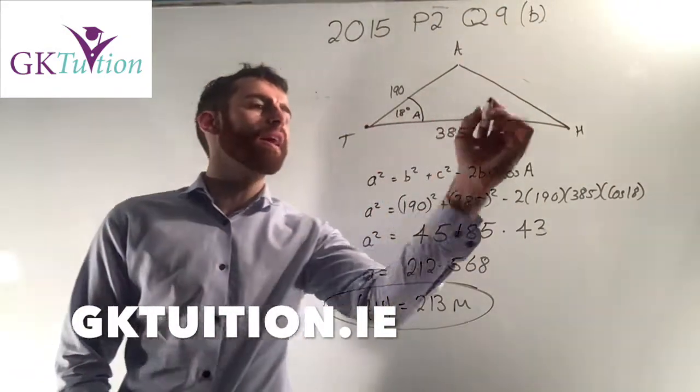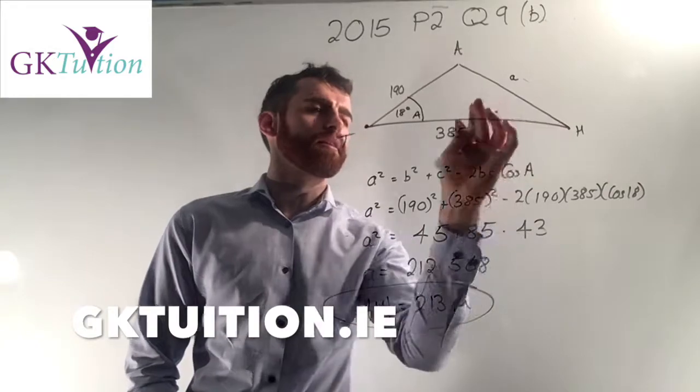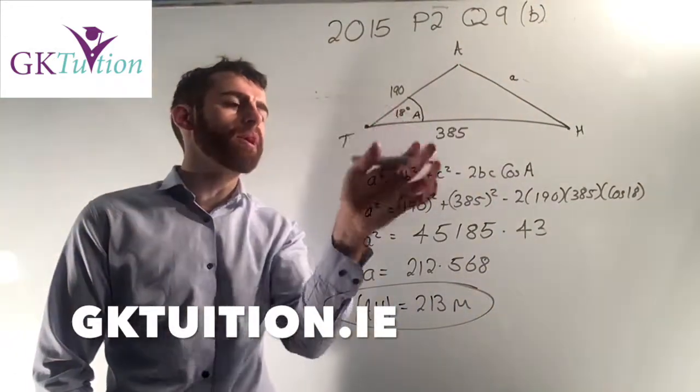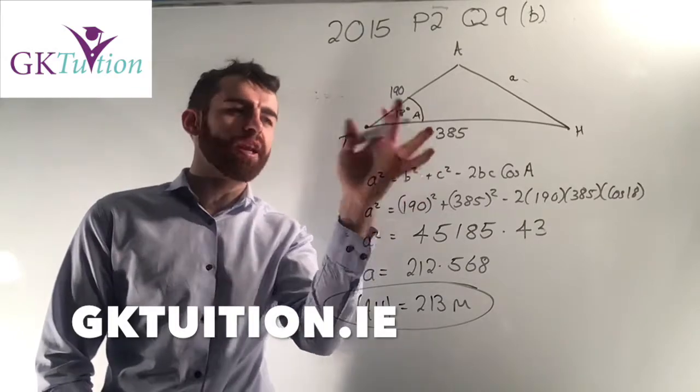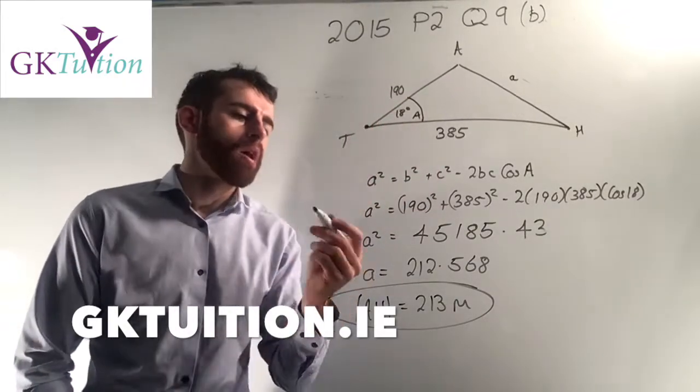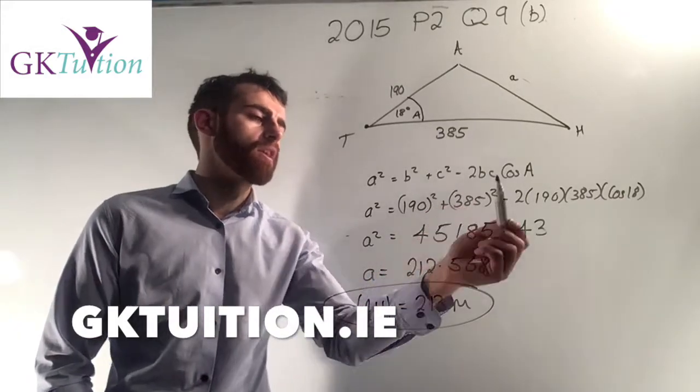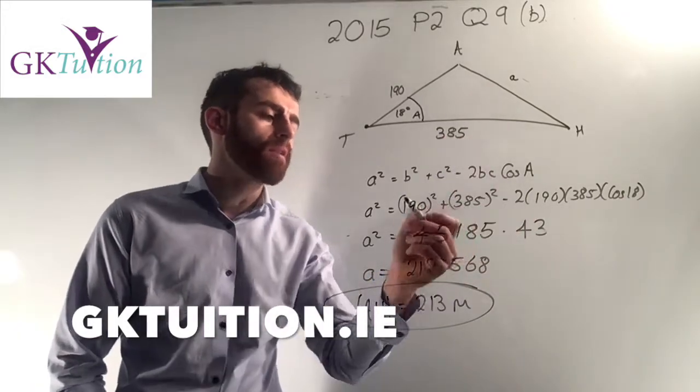If that's the angle A, then this must be the side A. That must be the small a. AH is my unknown. And then B and C can be 190 and 385, but they're interchangeable. So I just subbed in 190 for B, 385 for C, and 18 degrees for A.